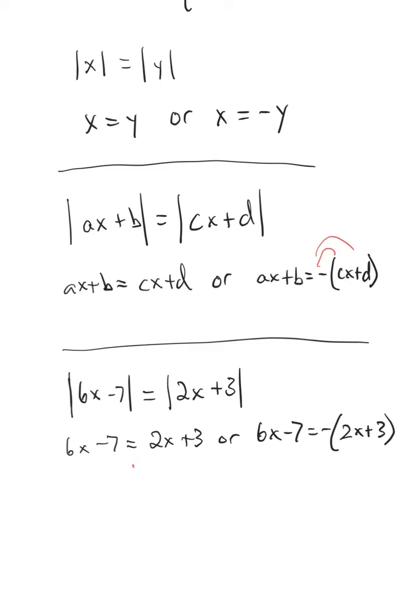So the left equation solves pretty naturally, just like what we've been doing. I'm going to touch on the right side because that's the part that has the additional step of distributing that negative. So this would be 6x minus 7 equals negative 2x minus 3, and then solve from there.